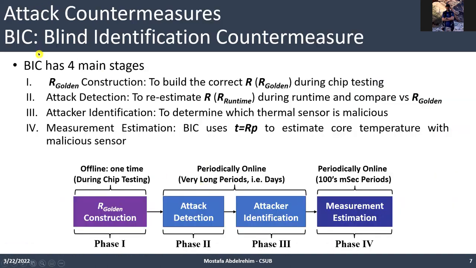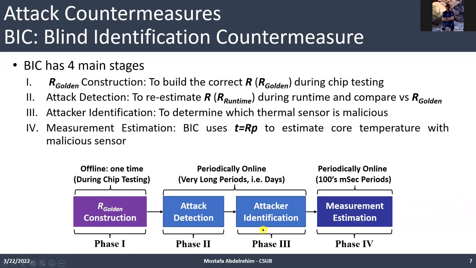Okay, so BIC has 4 main phases or stages. The first stage, or phase 1, is our golden construction. This phase 1 happens offline before the production of the chip to users. And since, as we said, in that case the attack will not be triggered, the resistance matrix that we will estimate will be correct.